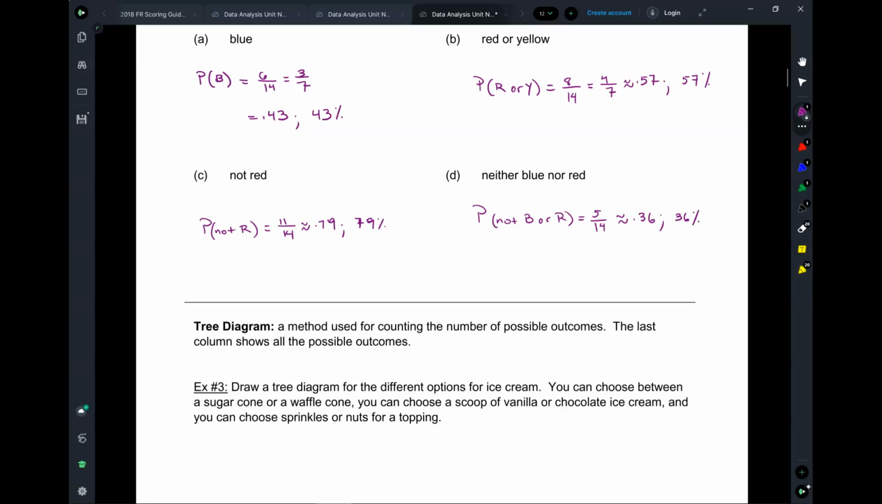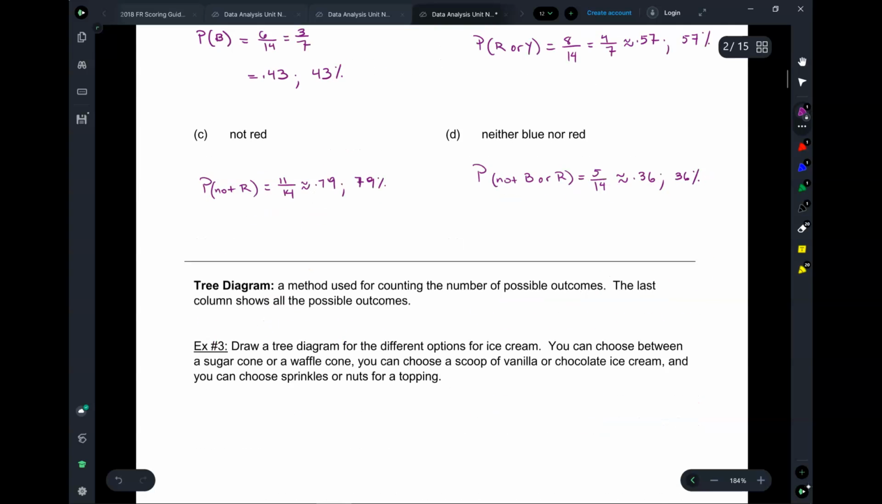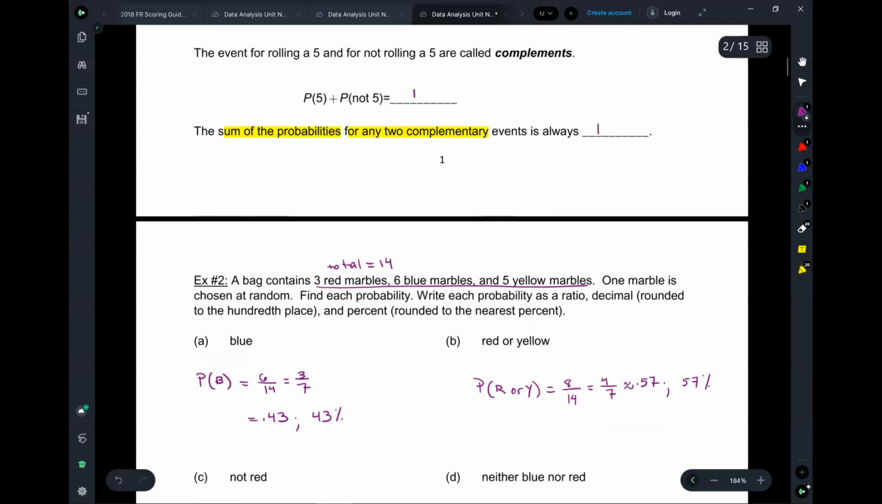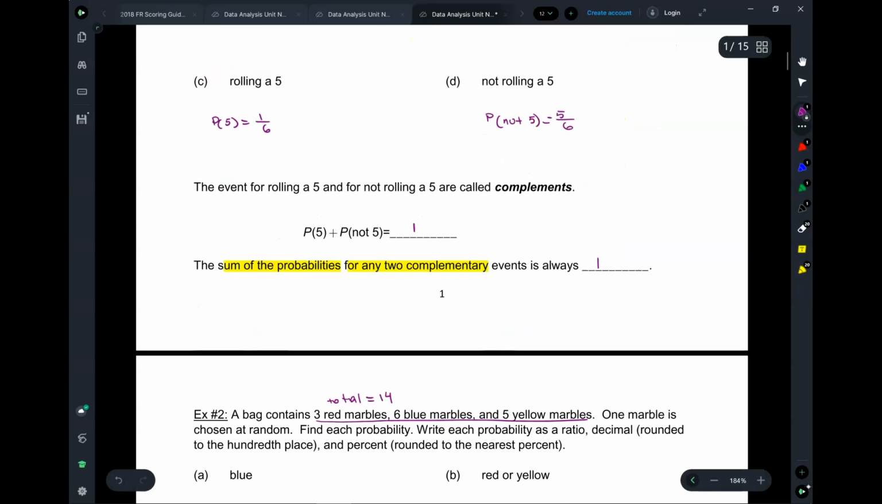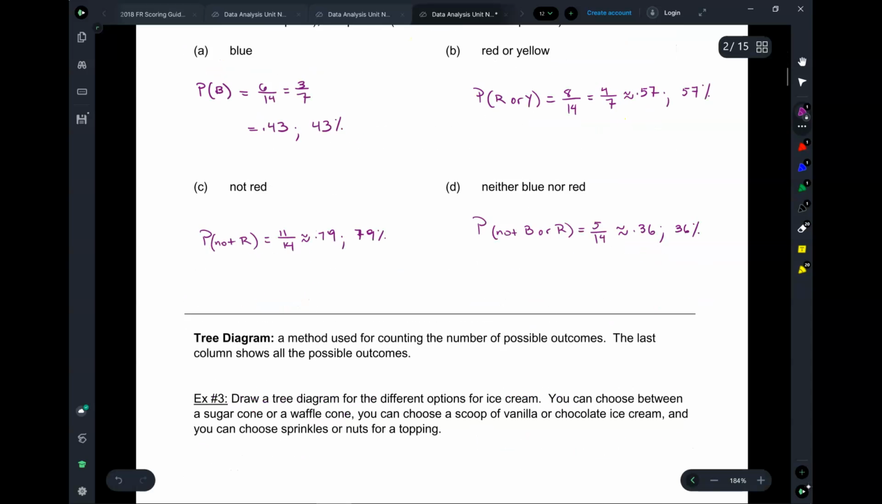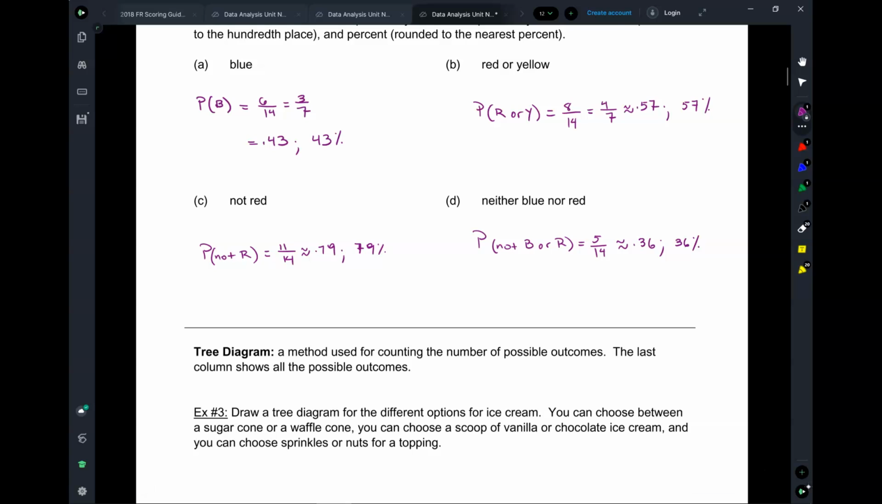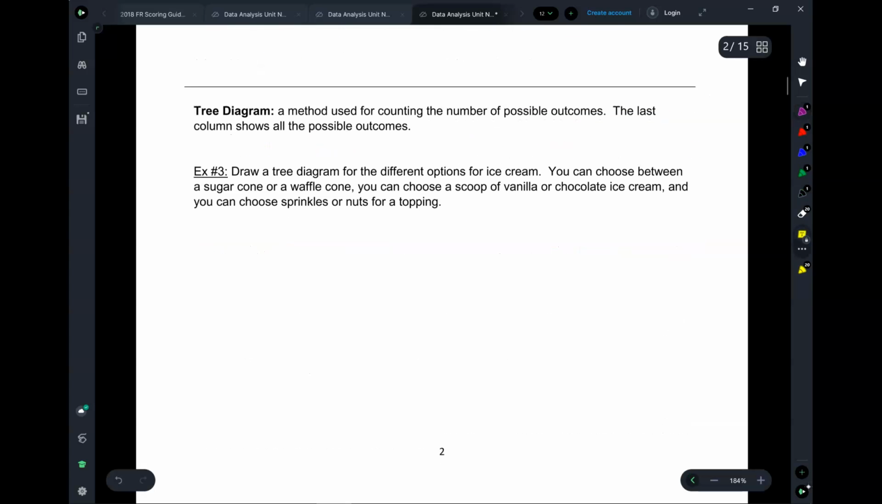Okay, so when we had to list the sample space for rolling a die, it was very easy. It was just 1, 2, 3, 4, 5, 6. But when things are a little bit more complicated, then that doesn't work as well. When you have different levels, then we have to have different ways of showing the same thing. One of those ways is a tree diagram. A tree diagram is also used for counting the number of possible outcomes.